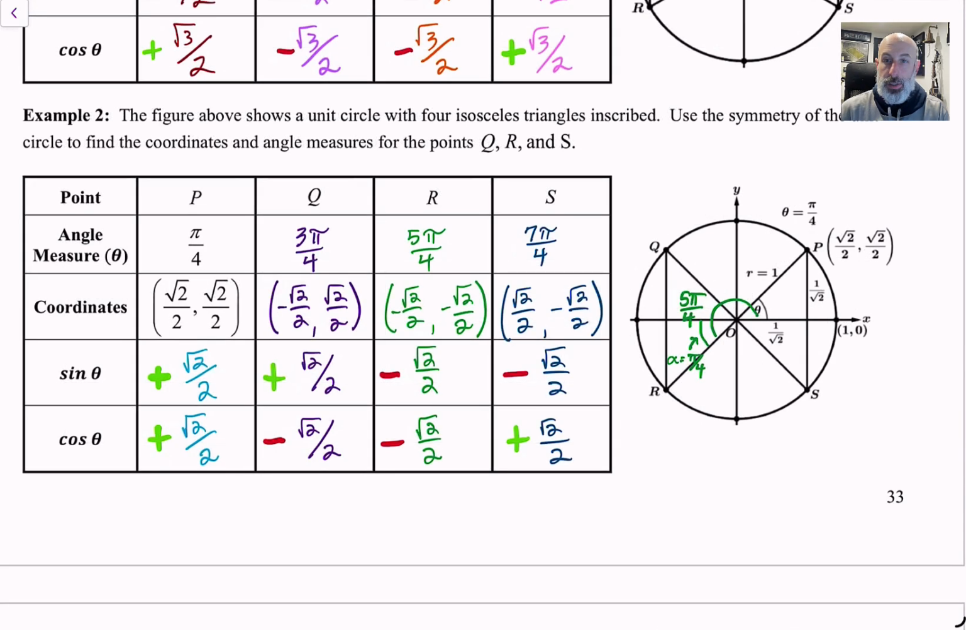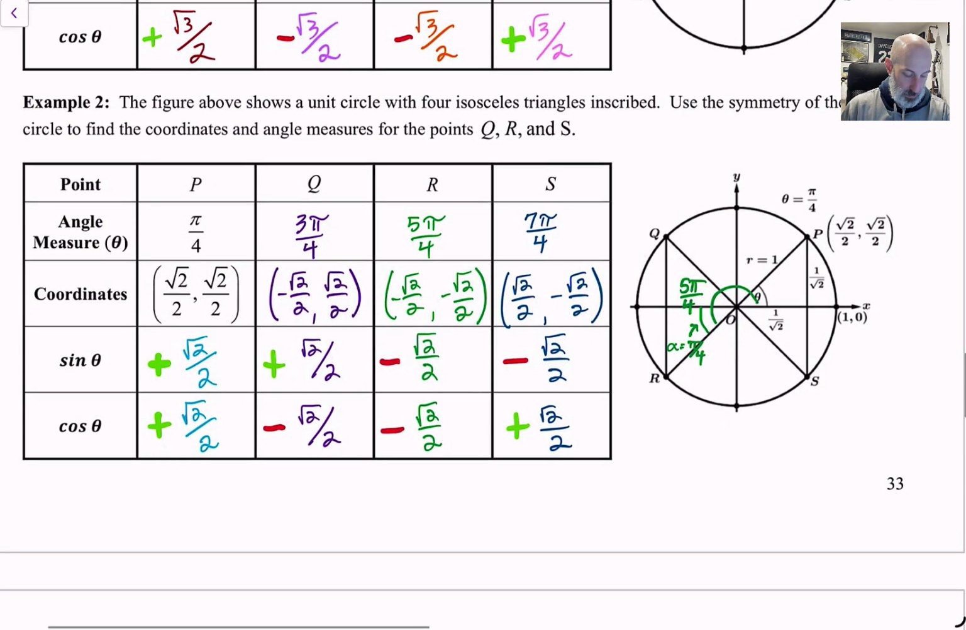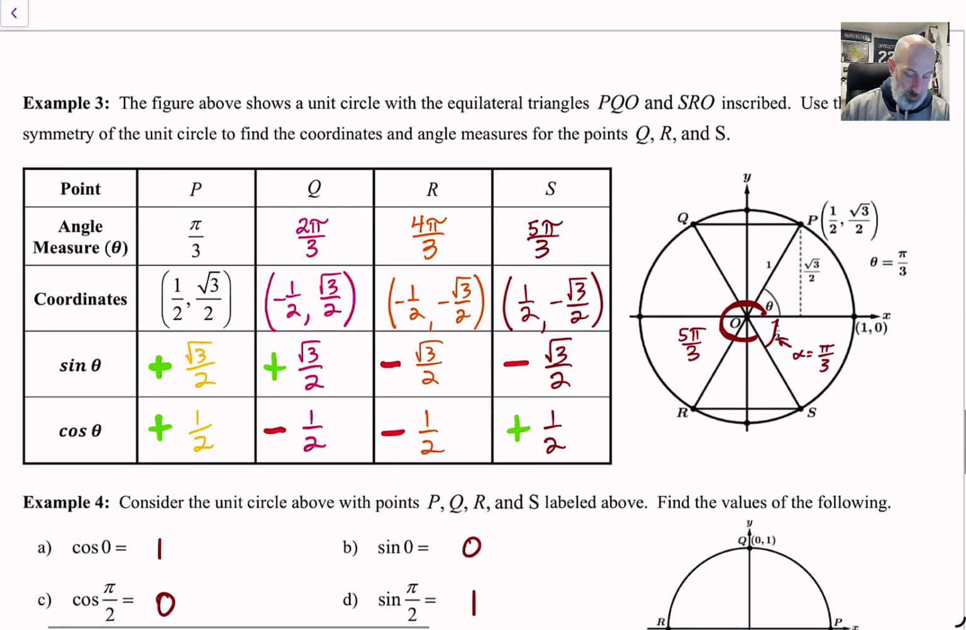And here is the table for the pi over 4 angle, the isosceles right triangles. And for the pi over 3 angles, and you may notice some patterns in, again, the positive and negativeness of the sine and cosine values.